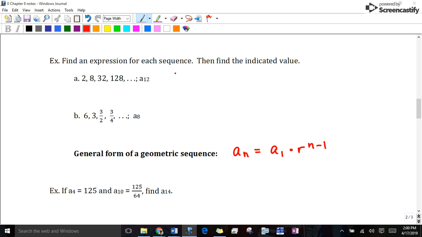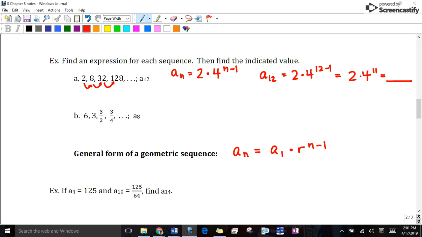So going back to this first problem, if I want to find a12, well, first I'm going to write my expression. So we will say a sub n equals, first term was 2. We need to look at our sequence and determine what we're multiplying by to get from one term to the next. Hopefully you recognize it as 4. And then my exponent would be n minus 1. So if I want to find a12, it would be a1, so 2 times 4 to the 12 minus 1, which is some big old number that I'm going to let you go ahead and multiply out.